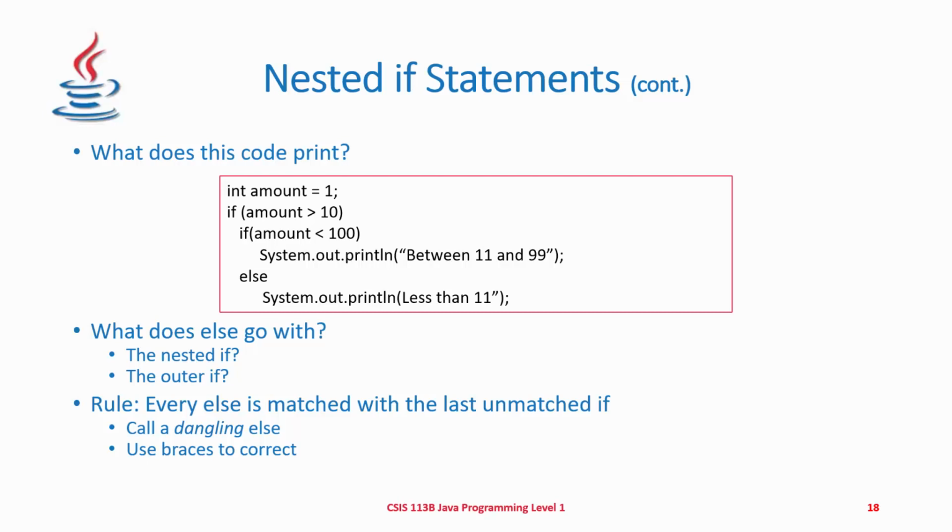If you look at it closely, you see we have an if and then a nested if with a single else. So the question really is, does the else go with the nested if, or does the else go with the outer if? So the rule is that every else is matched with the last unmatched if, which means in this example that else would go with the nested if. This is called a dangling else. So again, using braces will clear that up and make sure it runs the way that you expect it to.